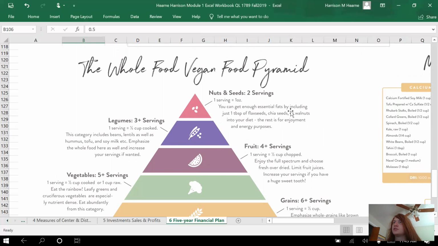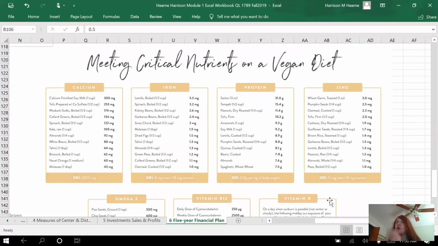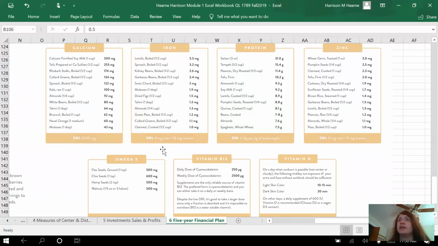And nuts and seeds, you don't want too many of them, but the ones to really focus on are flax seeds and chia seeds for a reason that I'll talk about in just a second. Because over here, we have all of the nutrients required to have a healthy diet, and these are all examples of how you can get all of these nutrients in a day.